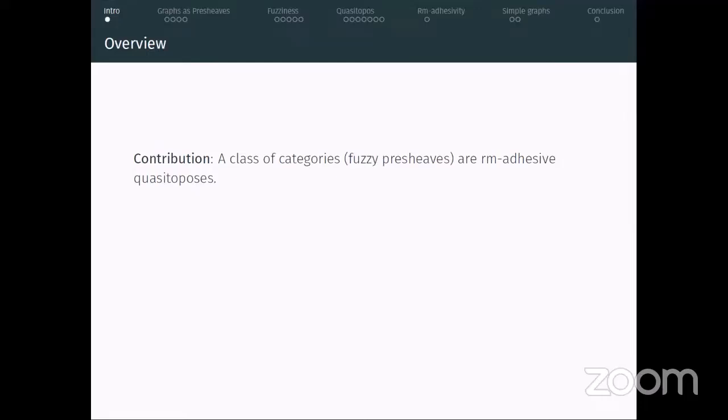So the contribution of the paper is summarized as: we prove that the class of categories, namely fuzzy presheaves, which is a notion that we introduced, are all RM additive quasitoposes. And why is that useful to know? It's for many reasons. For instance, there is a PDPO plus termination technique with Floyd that he will present in exactly 2 hours here that needs the category to be an RM additive quasitopose.